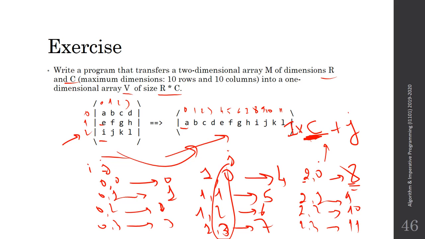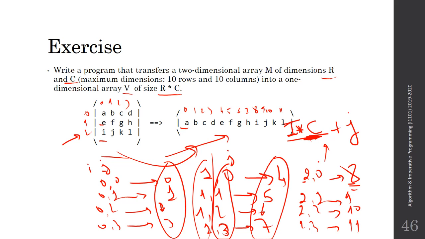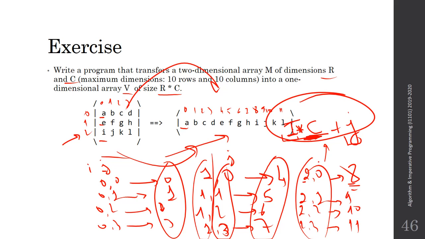So at first i is equal to 0, so 0 multiple 4 is equal to 0 plus j, so I will end up with j. When i is equal to 1, I would say 1 multiple 4 plus j, I would reach those elements. And for this one, 2 multiple 4 plus j is equal to 8. So for each element in the matrix which has an index i and j, I would place it in the vector using this formula. So let's start writing this exercise.